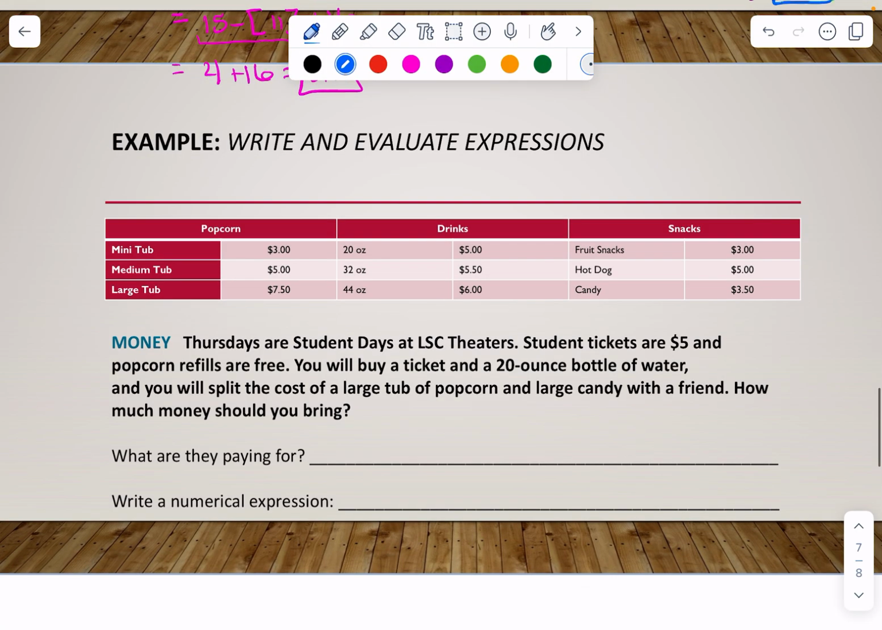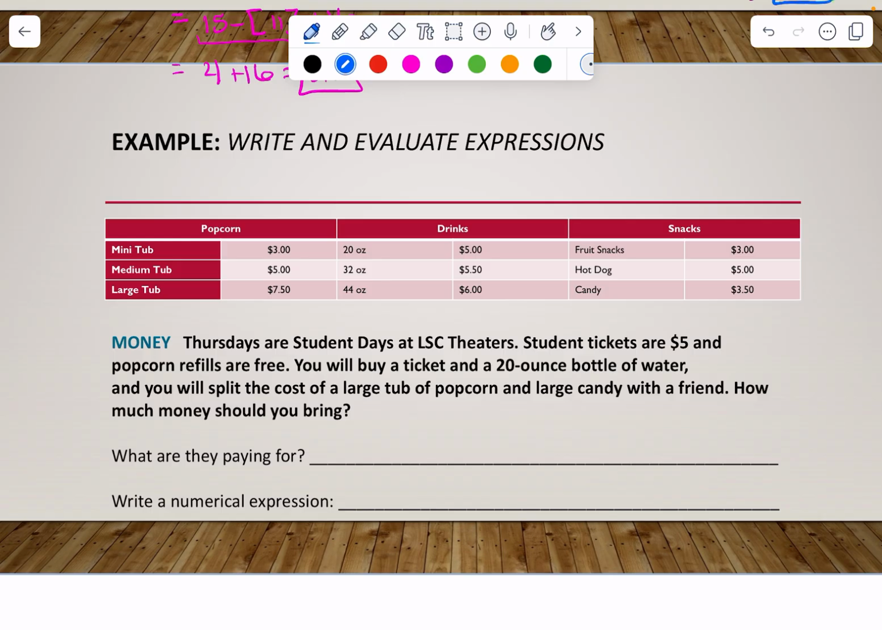All right, last question here. So it says Thursdays are student days at LSC Theater. Student tickets are $5. Popcorn refills are free. You will buy a ticket and a 20-ounce bottle of water, and you'll split the cost of a large tub of popcorn and a large candy with a friend. How much money should you bring?